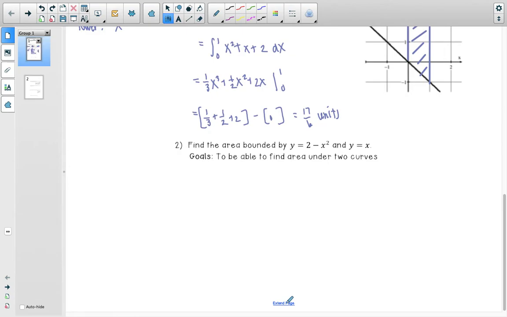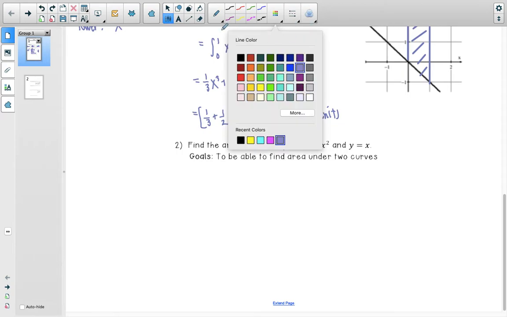Moving on. Okay, so find the area bounded by y equals 2 minus x squared and y equals x. And obviously that got cut off, so let's fix that.